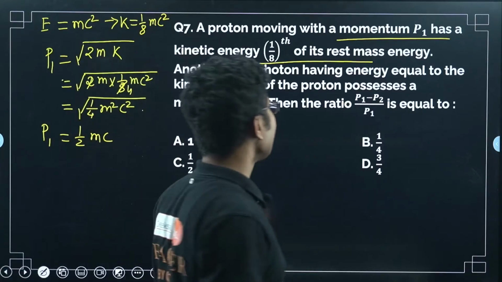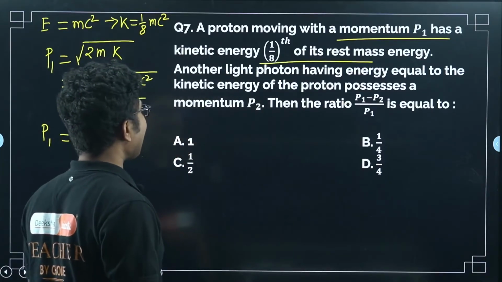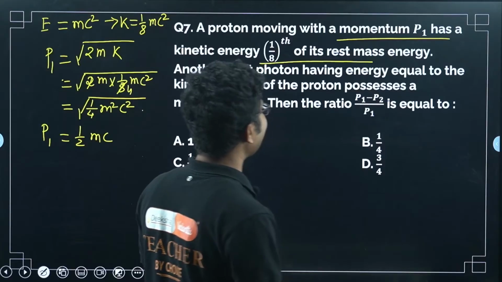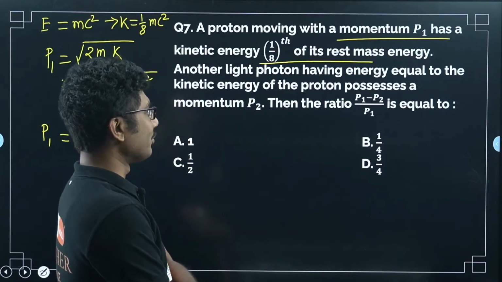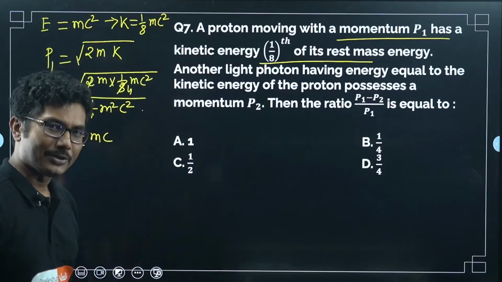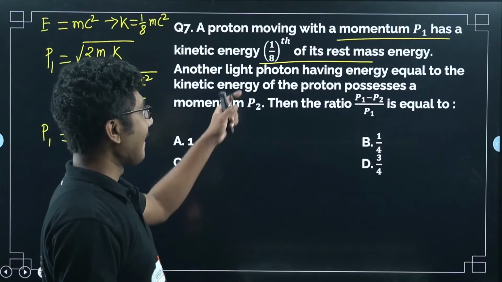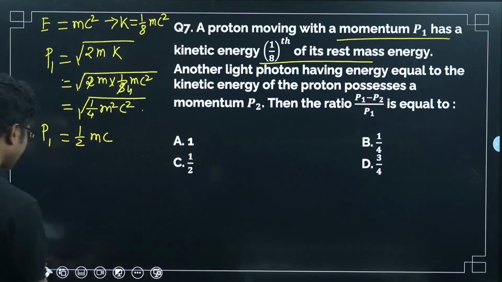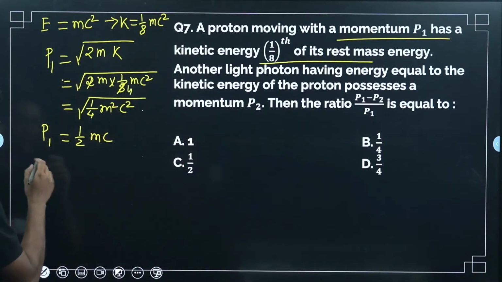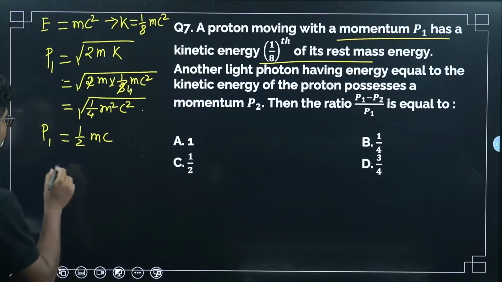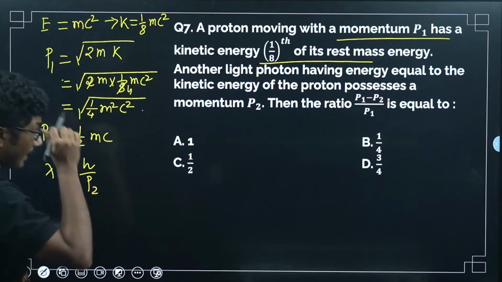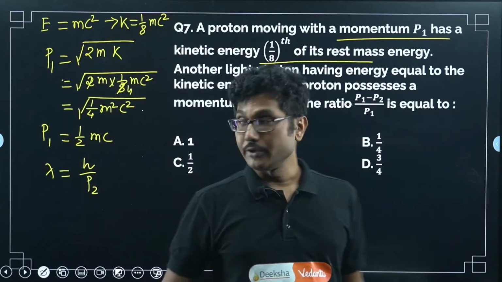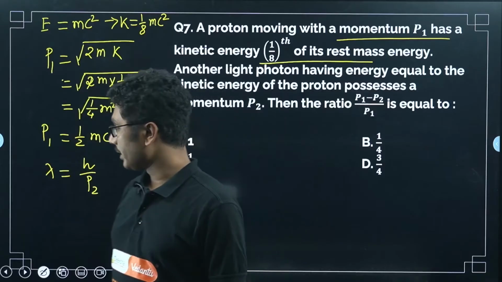Okay, so this is clear. Now they have said that another light photon having energy equal to the kinetic energy of the proton possesses a momentum P2. Now the de Broglie wavelength of the photon is given by h by P2, right? Its momentum is P2, and we know that the de Broglie wavelength is h by P2.